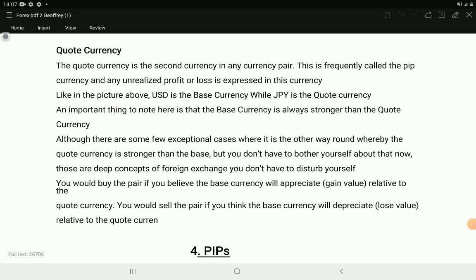Then we have the quote currency. The quote currency is the second currency in any currency pair, like the example I gave before. The base currency is the first currency, while the quote currency is the second currency. In the previous example, USD CHF, the USD is the first currency, which is the base currency, and the CHF, that is Swiss francs, is the second currency, the quote currency. Like here, USD JPY: USD becomes the base currency while JPY, that is Japanese yen, becomes the second currency, which is the quote currency.